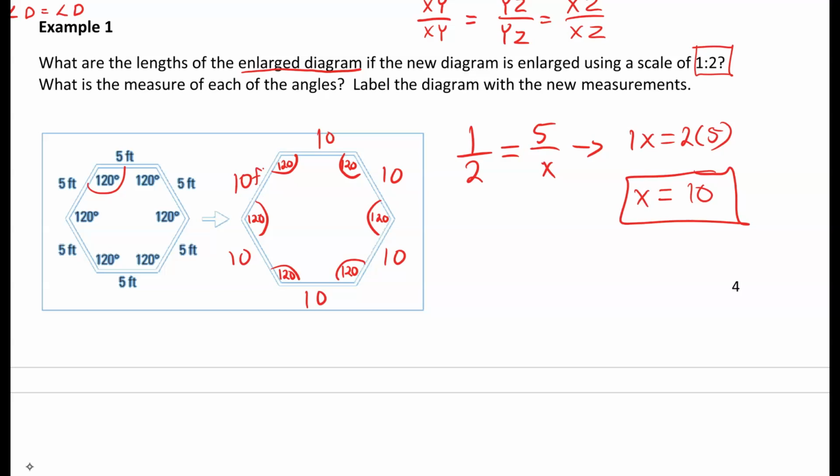And don't forget our units of feet. So all of our units would be feet on all of these. And that's how you would enlarge your object if you are enlarging it by a scale of 1 to 2.